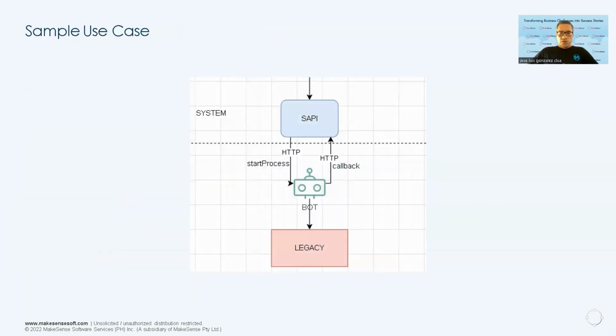This diagram illustrates what I am going to be presenting today. From a system API, we are going to start an automation process in a MuleSoft RPA bot, which is going to unlock data from a legacy system and send the results back to the system API.